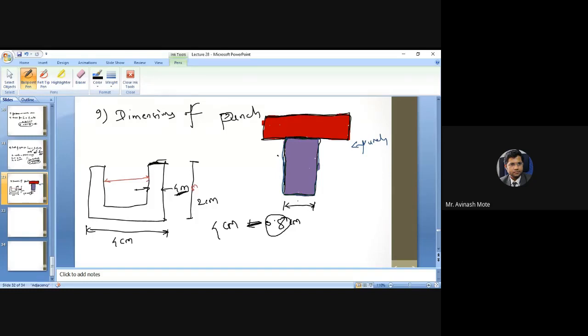So exactly it will be 3.2 centimeter. Okay, so I am putting this 3.2 centimeter here. Got the thing? So this dimension is nothing but 3.2 centimeter. Now can someone tell me what is going to be the length of this punch or the height of this punch? What will be the height of this punch or the length of this punch?